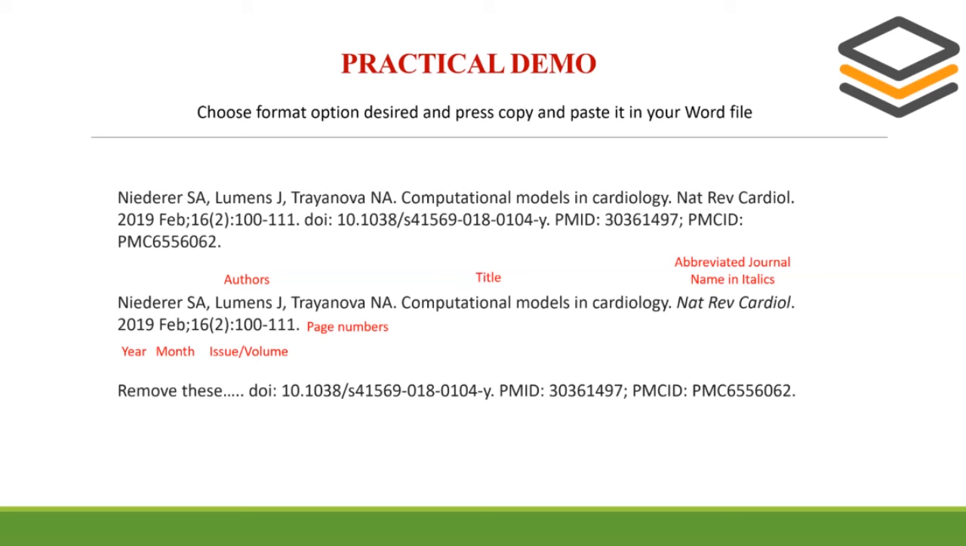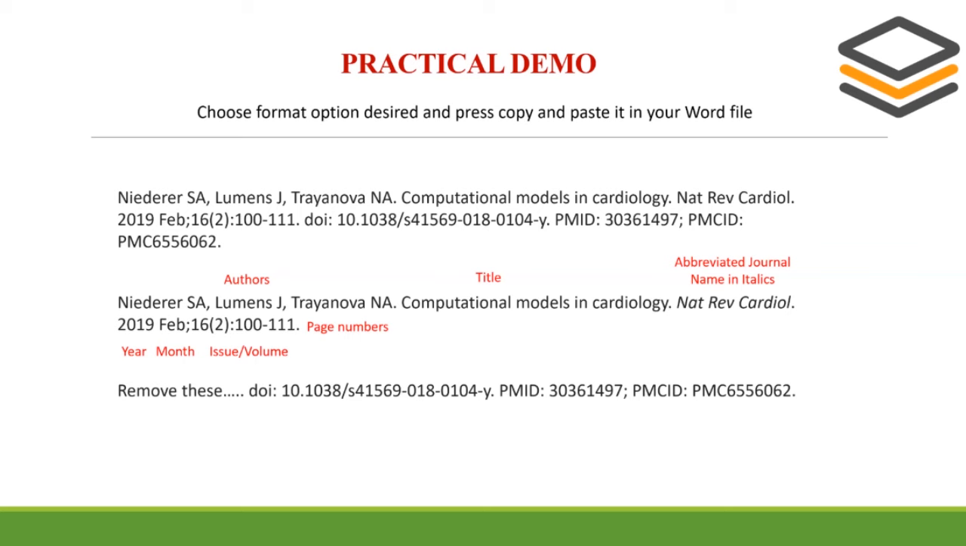A lot of people forget that the journal always has an abbreviated form, like Nat Rev Cardiol. That's the abbreviation form, right? So it's not the full name of the journal, but the abbreviation. It needs to be in italics and in caps, NRC. Then you add the year, the month, the issue, the volume, and the page numbers. Then the DOI and other IDs like the PubMed ID.